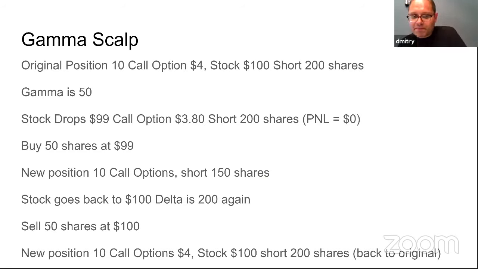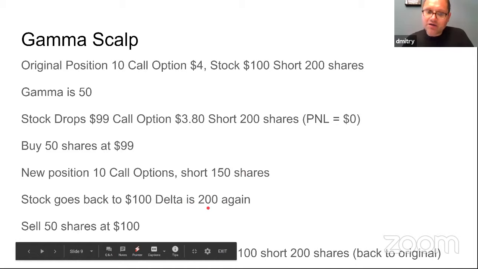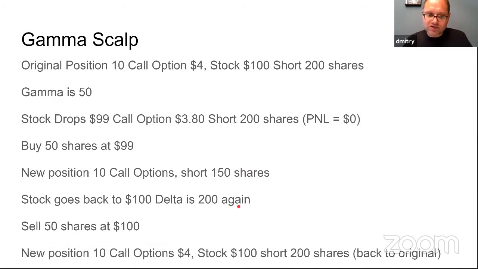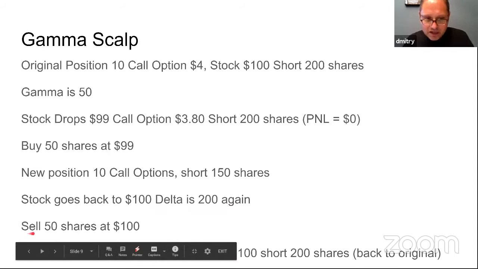Let's say the stock goes back to 100 when it's at $99, it goes back to 100, right? Well, we're back to where we started. Again, we need 200 deltas there, right? We're short 150. That means we've got to short another 50 shares to get back to 200 to be delta neutral, right? So there we sell back those 50 shares. We sell that back out at 100.